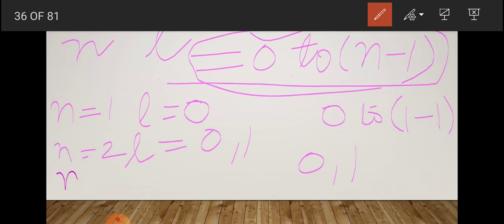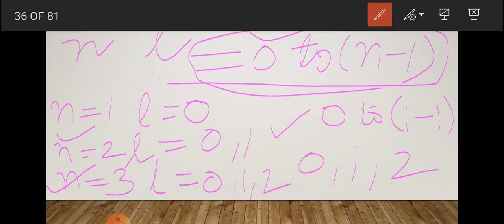Now let's take another example. Suppose n is equal to 3, what will be the value of l? Again we will see, 0 to n minus 1 means 0, n minus 1, that is 3 minus 1, that is 2, means 0, 1 and 2. So if n is equal to 1, l is equal to 0. If n is equal to 2, l is equal to 0, 1. If n is equal to 3, l is equal to 0, 1, 2.